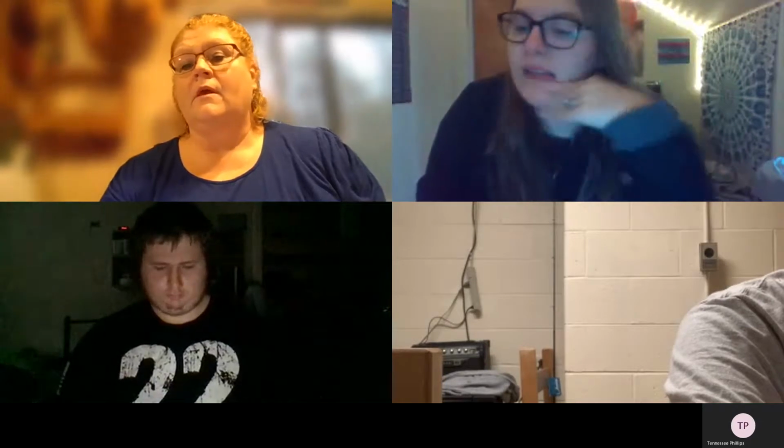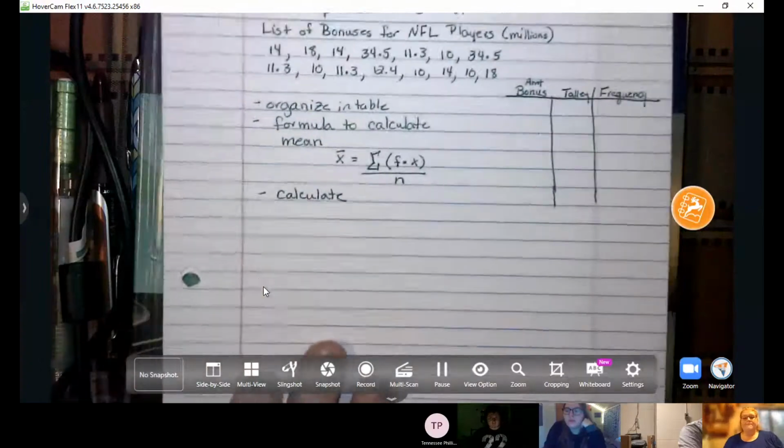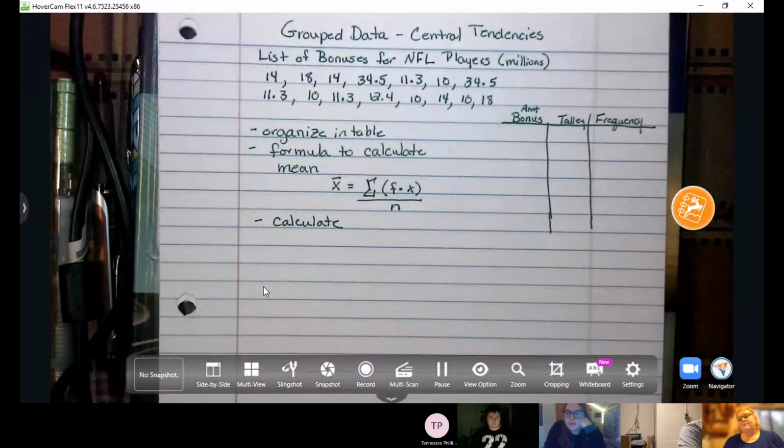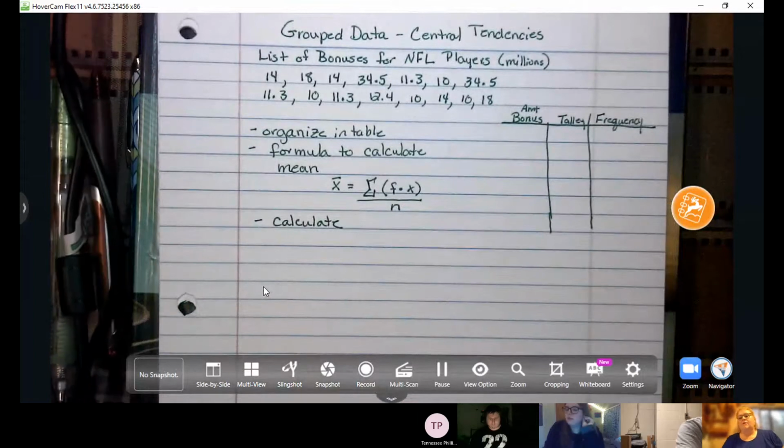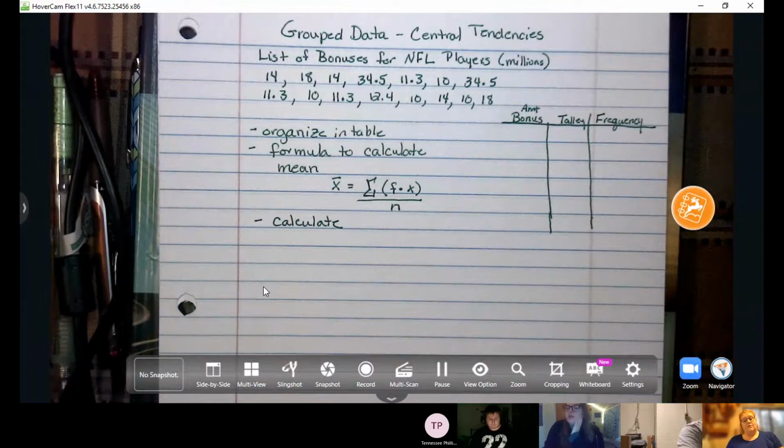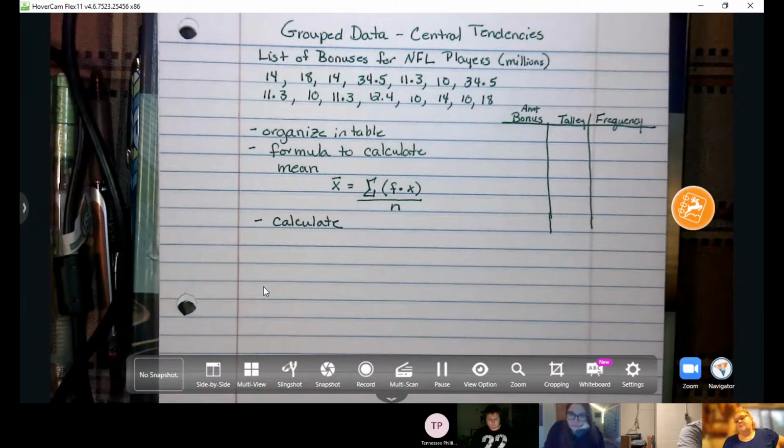All right, I just want to go ahead and pick up where we were leaving off. We were going to start with grouped data. And as we do this grouped data, I'm going to review a little bit about the unit that you're doing on your own with frequency diagrams and frequency distributions. I'm not going to go over everything, but a little bit about the frequency distributions.